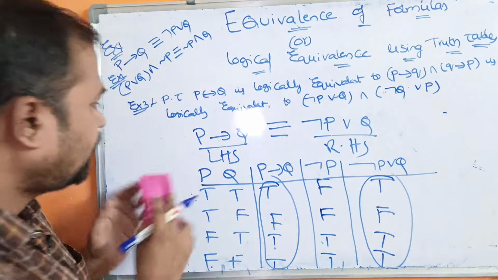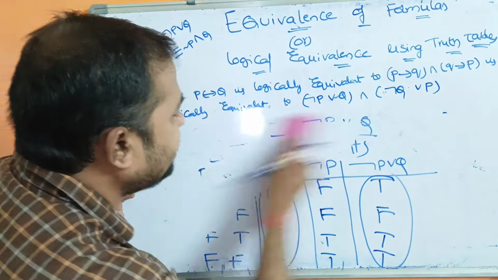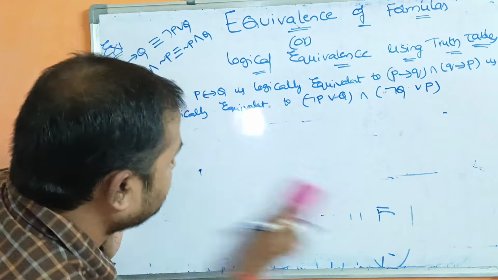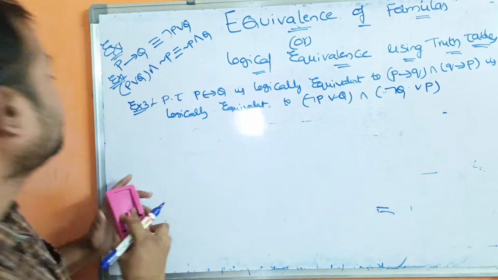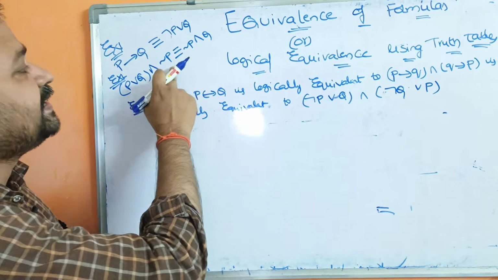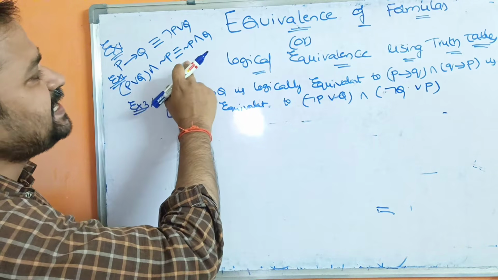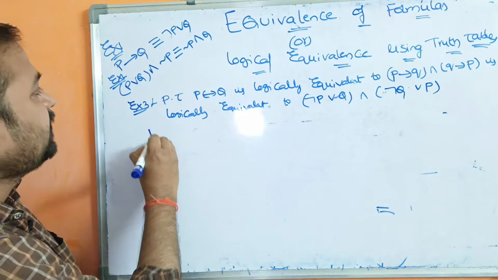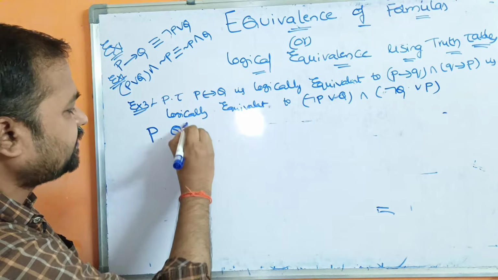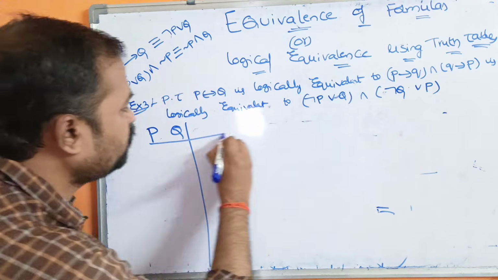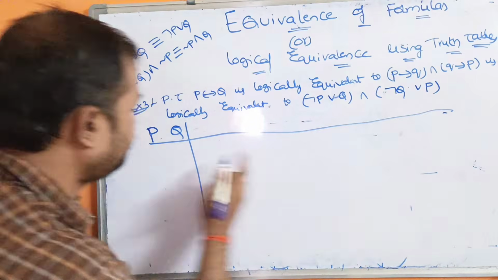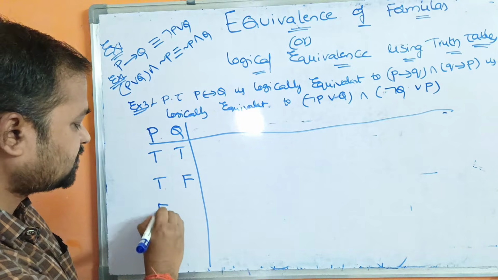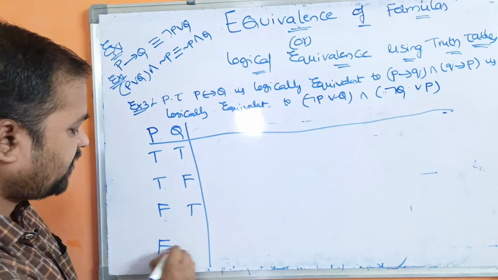Okay. Let us solve the second problem. So what is the second problem? P or Q and negation P is logically equivalent to negation P and Q. Okay. So first, here we have only two propositions. So the possible combinations are 2 power 2, that is nothing but 4. So the possible combinations are true true, true false, false true, and false false.